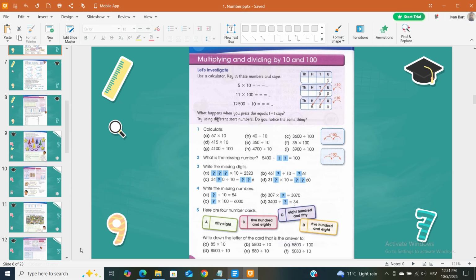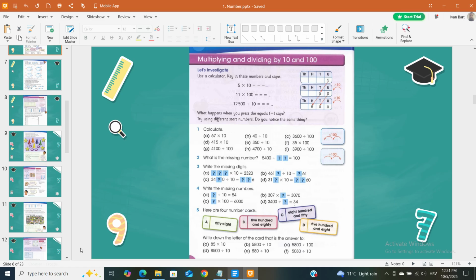12,510 equals. What happens when you press the equals sign? Try using different start numbers. Do you notice the same thing? Th, H, T, U: 5, 0, 0, 1.